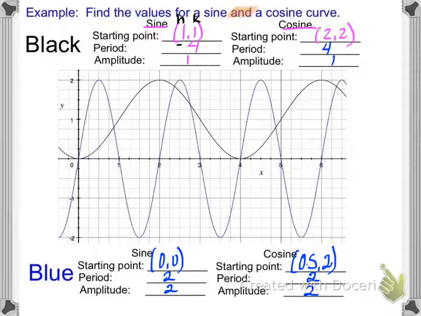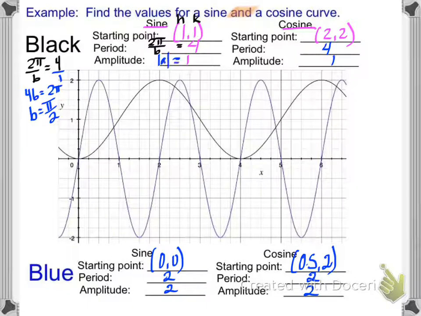So h and k are 1 and 1. Since 4 is my p, my period, I'm going to solve the equation 2 pi over b equals 4 by creating equal ratios and cross multiplying, and solving for b by dividing by 4 and getting pi over 2, because 2 pi divided by 4 is 1/2 pi. So b is pi over 2. Now for my amplitude, I see that the amplitude is 1, but that means that's the absolute value of a. So in this picture, I check the graph. I'd make sure that it's going up, and I see at my starting point the graph is going up to start, so my a is positive 1.